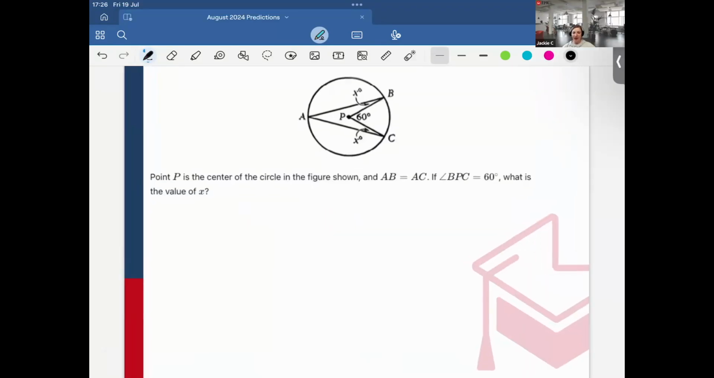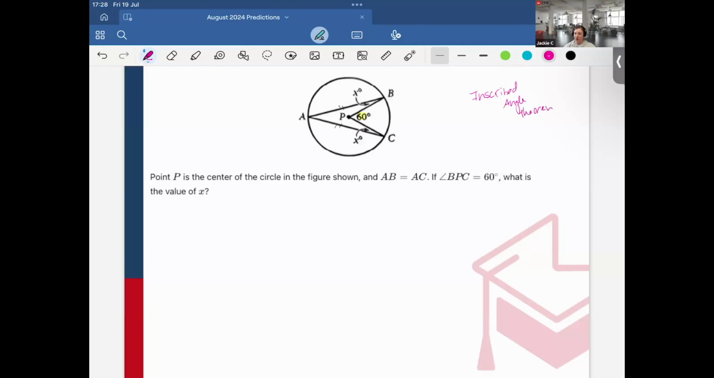So here, point P is the center of the circle in the figure shown, and AB is equal to AC. Okay, so good to know. These equal each other. And it says angle BPC is 60 degrees, which they tell us in the drawing. What is the value of X? If you ever get a problem like this, it's important to know a little bit of theory. And the theory is the inscribed angle theorem.